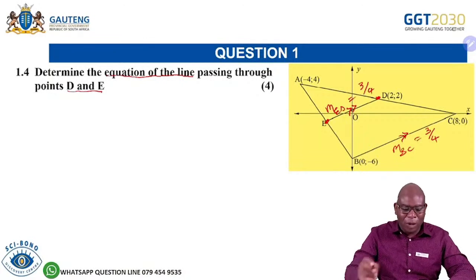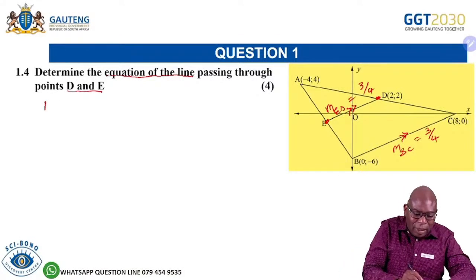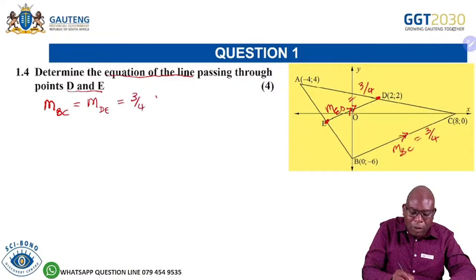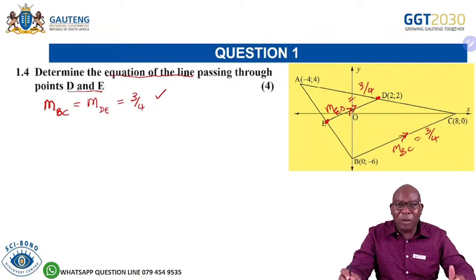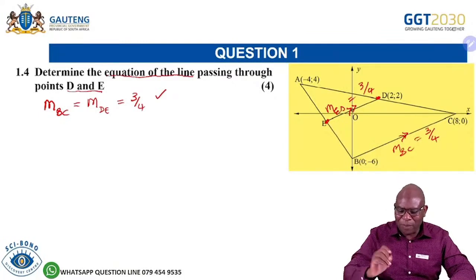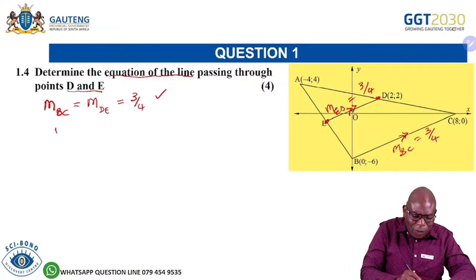You see? So now here, if I come and say the gradient of BC equals the gradient of DE, and that is 3 over 4, I already have 1 mark. And I've got 1 out of 4, so I'm at 25%. So what do I need? I need another mark. Where am I going to get the other mark? Then remember my formula. You go to your formula sheet, you check this formula. You write it as it is.